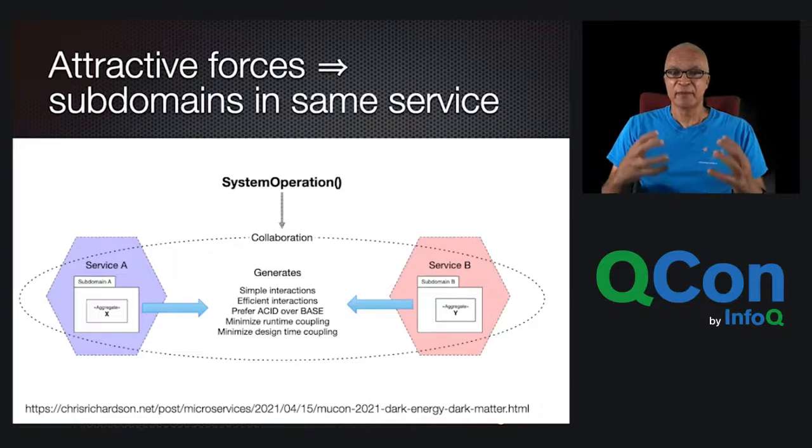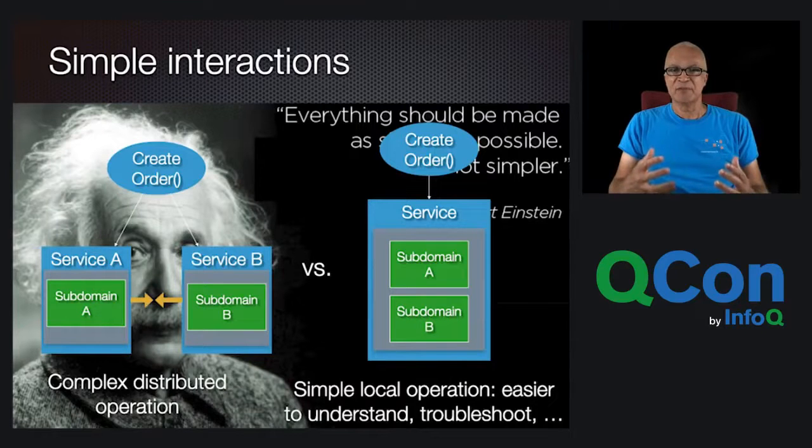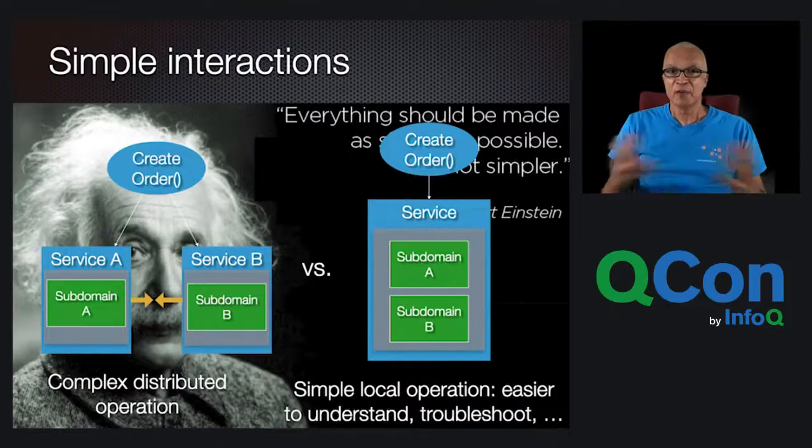They are generated by the system operations that span subdomains. The strength of those forces depends on the operation and the subdomains that it references. The first dark matter attractive force is simple interactions. An operation's interactions should be as simple as possible. Ideally, an operation should be local to a single service. That's because a simple local operation is easier to understand, maintain, and troubleshoot. As a result, you might want to co-locate subdomains in order to simplify an operation.